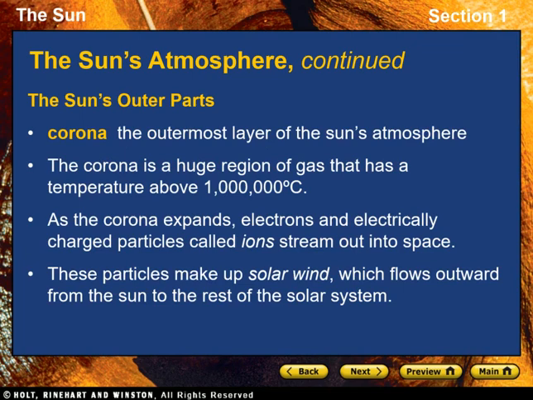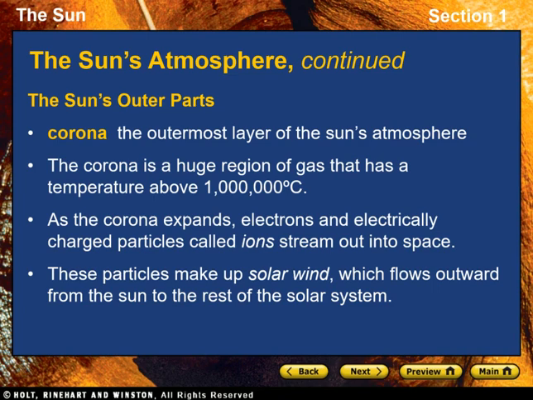The sun's outer parts. The outermost layer of the sun's atmosphere is the corona, or crown. The corona is a huge region of gas that has a temperature above 1 million degrees Celsius. The corona is not very dense, but its magnetic field can stop most subatomic particles from escaping into space. However, electrons and electrically charged particles, called ions, do stream out into space as the corona expands. These particles make up the solar wind, which flows outward from the sun to the rest of the solar system.